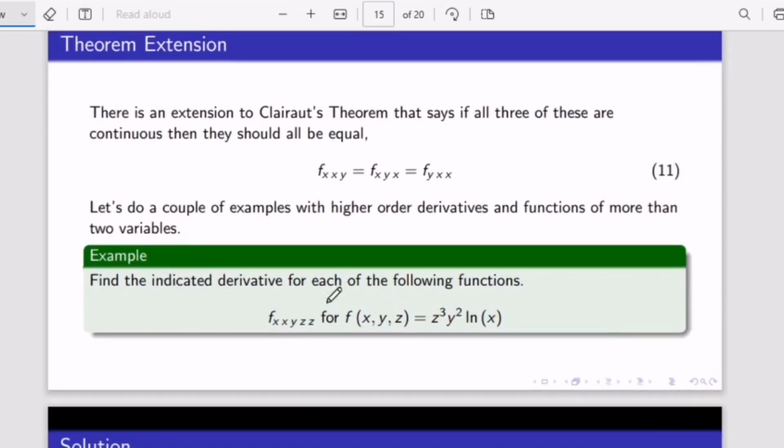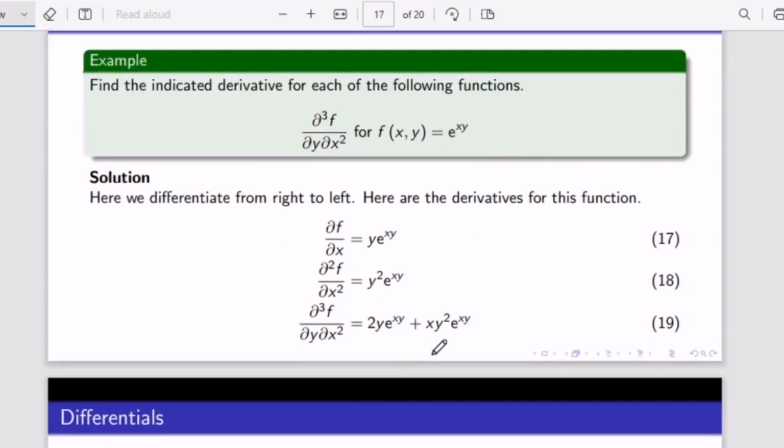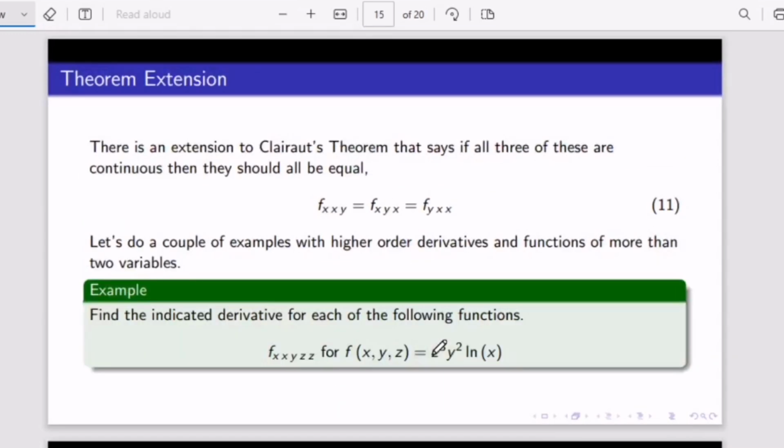So look at this. Find the indicated derivative. You are finding f of xxyzz. So you are going to do it first. Find the first order. Let me see. So first you need to find the first order first.